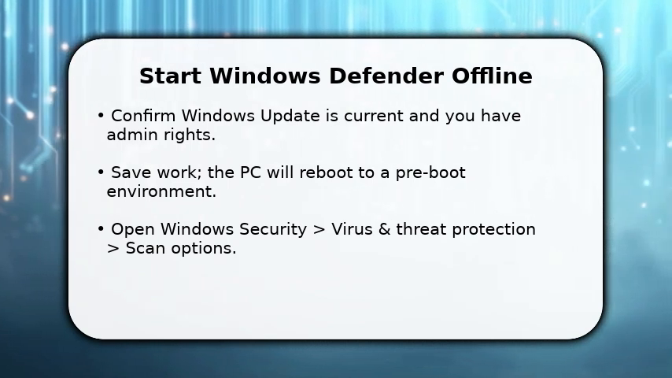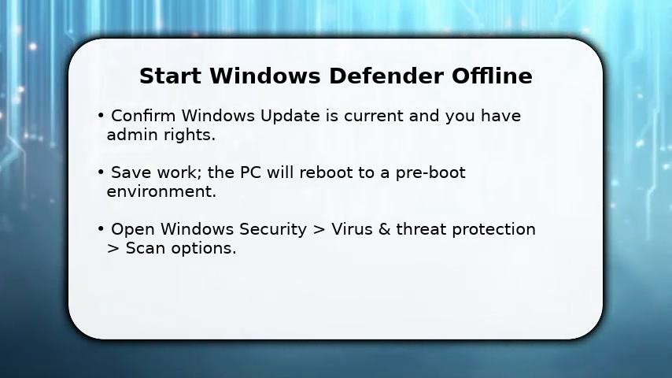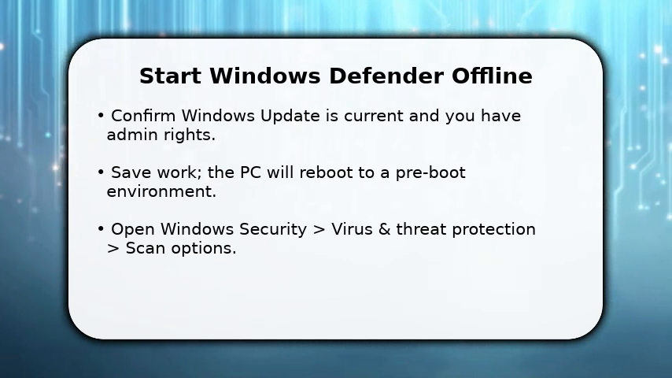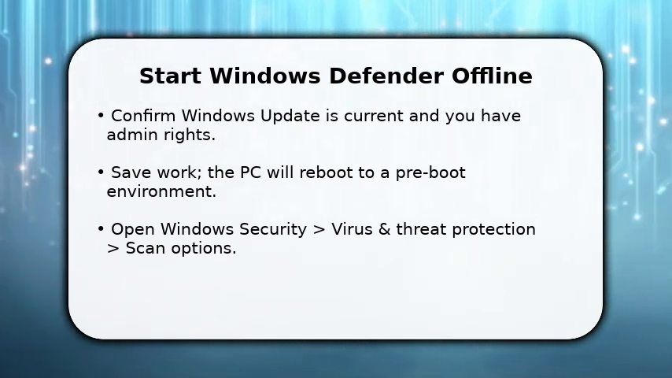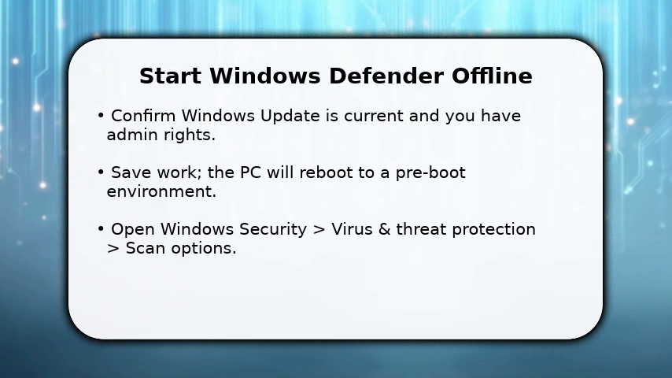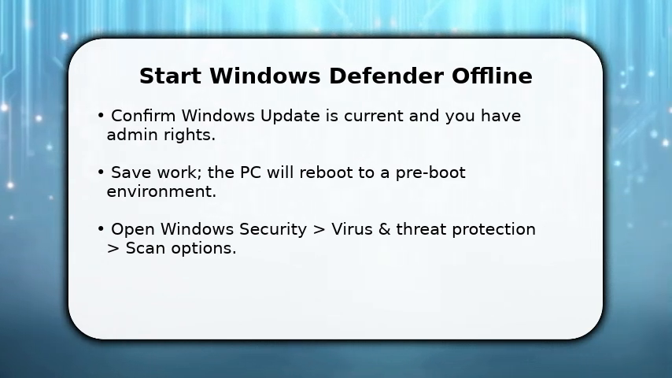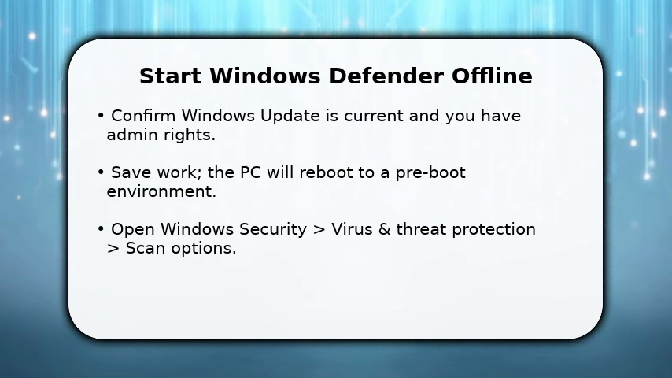Now open Windows Security, go to Virus and Threat Protection, then choose Scan Options. Select Windows Defender Offline and click Scan Now. This triggers an immediate reboot into the offline scanner so it can examine files without Windows running.